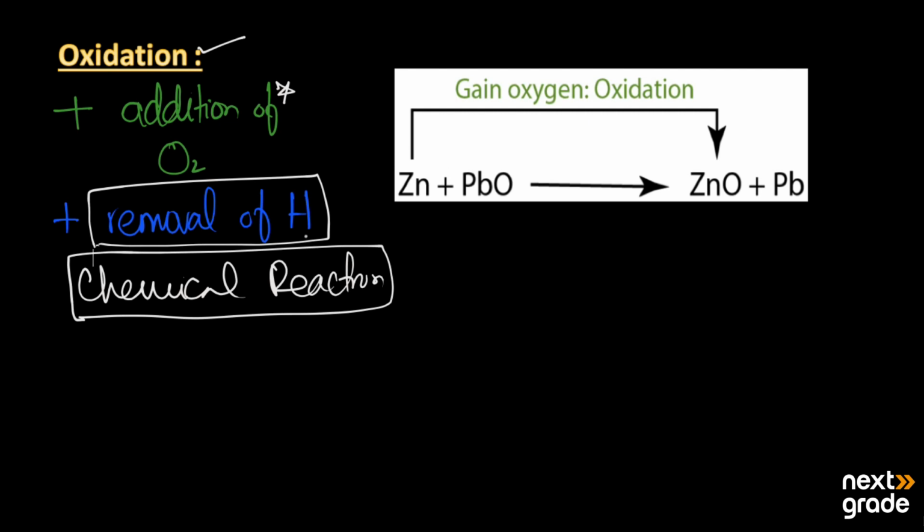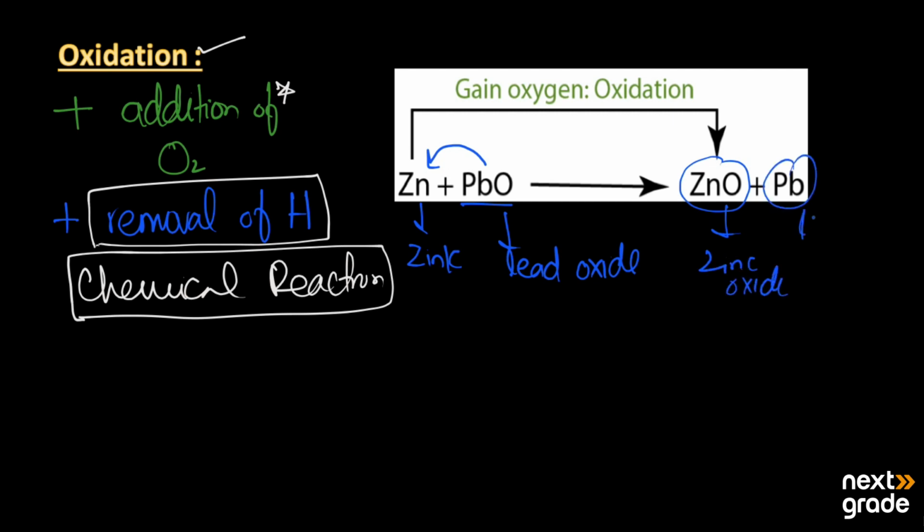Here we have a very simple example of oxidation. In this picture you can see this is the zinc, and this is the lead oxide, PbO. When they both react with one another, the lead loses the oxygen, and after the reaction there is a production of zinc oxide, and here we have the lead, as the oxygen has been added to the zinc. So in this process the zinc gains the oxygen, so it undergoes oxidation.